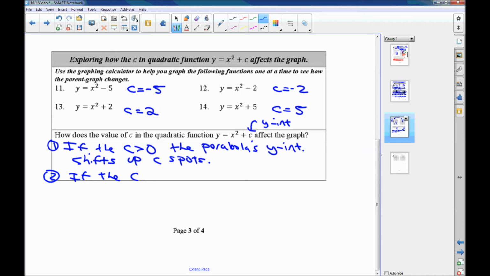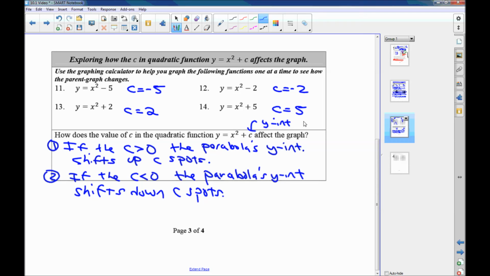All right, so number 2, if the c is less than 0, the parabola's y-intercept, which in our case today was our vertex, but it will normally just be the y-intercept, not necessarily the vertex, shifts down c spots.